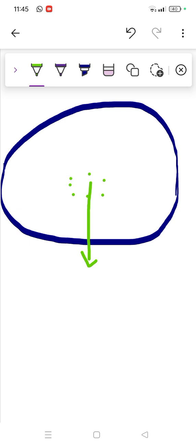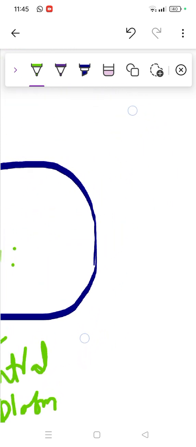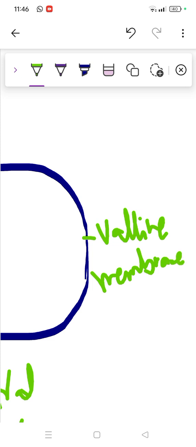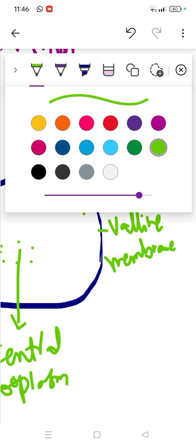Then comes a lot of important parts. First thing you'll see is a structure in the middle over here. That's called the ooplasm, or central region. And this outer one is called the plasma membrane, also called the vitelline membrane. Then comes another part, where you'll see a structure called the cortex. If you're thinking what's the difference here, you will get that; otherwise it's the same till here.